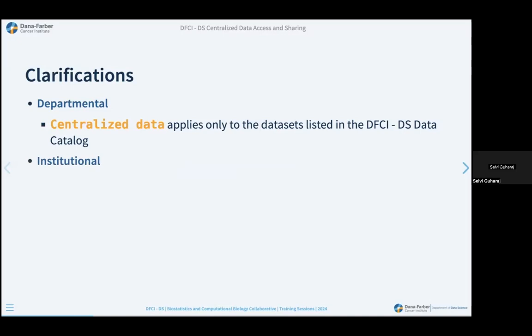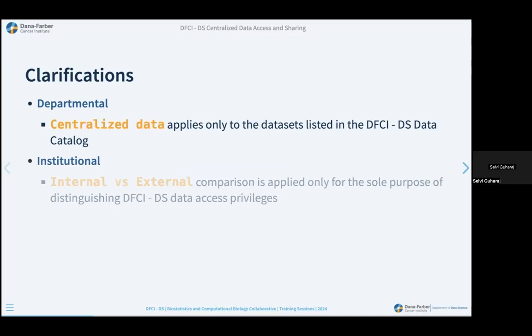And at the institutional level, you will constantly see the words internal and external. There is no bifurcation within the institute of data science being separate from the rest of the institute. This is just for the sole purpose of distinguishing the access privileges, who's internal and who's external to the data science department. The words do not hold any other meanings.